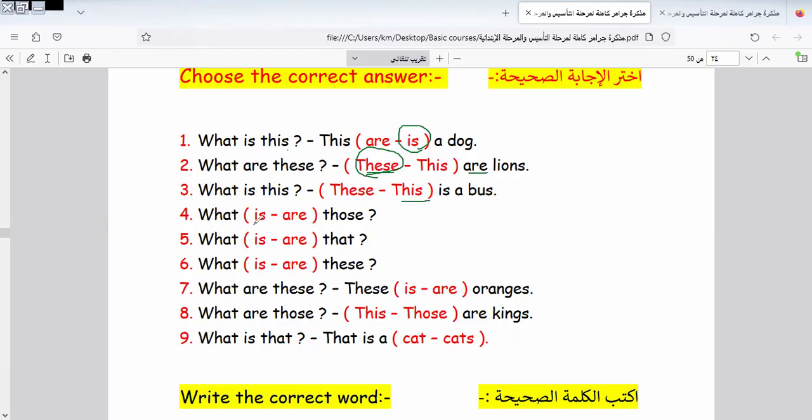Here we have those. So those takes what? Takes are. So those take are. What are those? It will be what is that? Okay. I will leave the rest to do by yourself. Okay, let's go on to another item here.